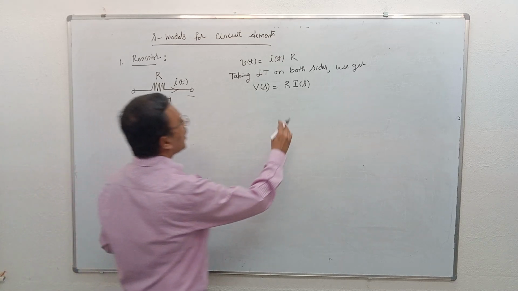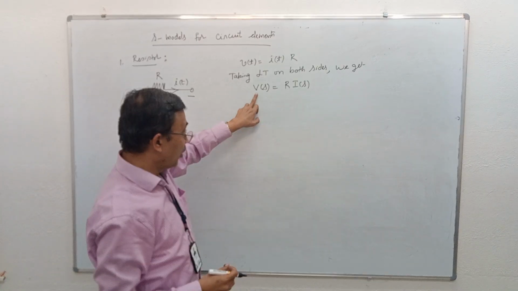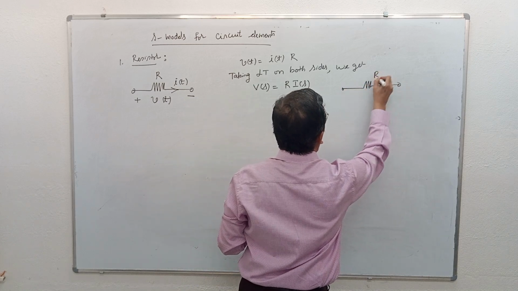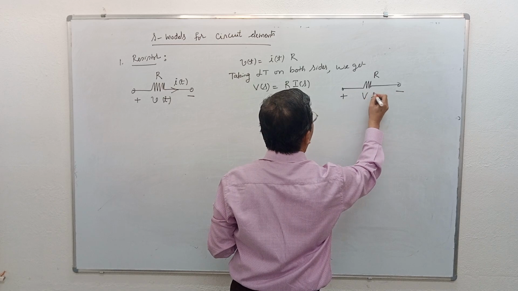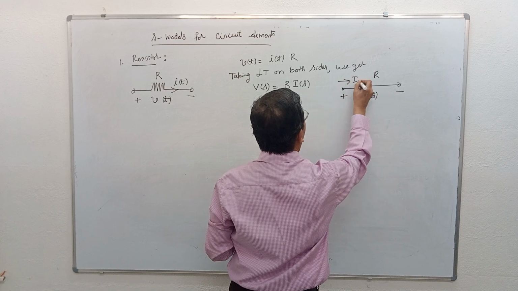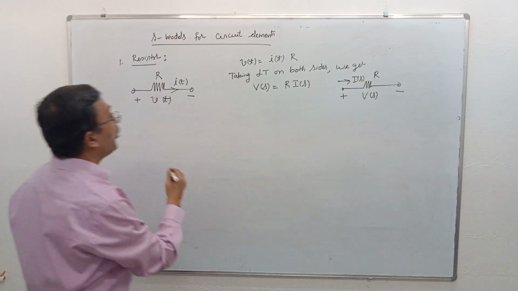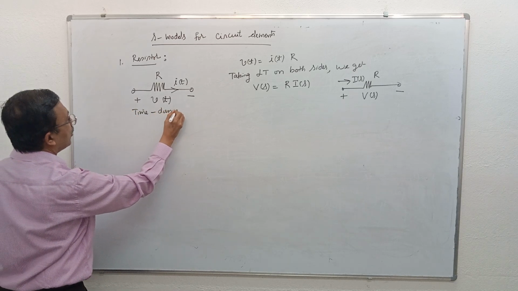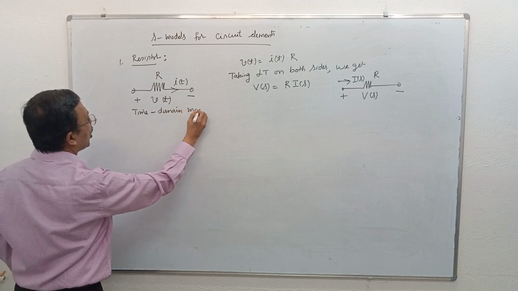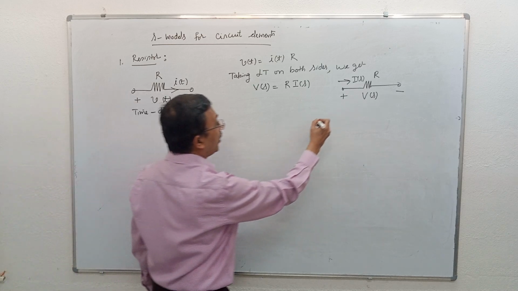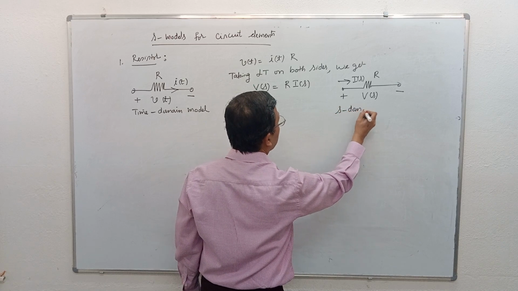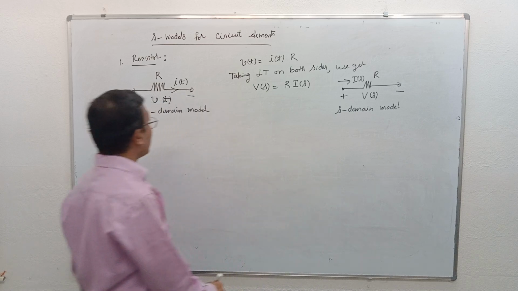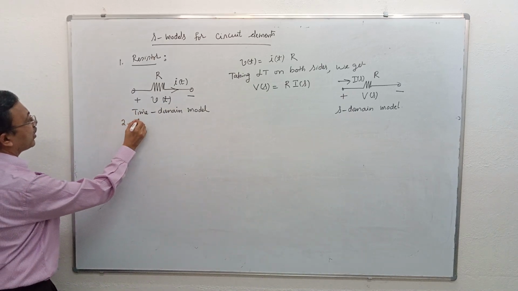So let me write an electrical circuit based on this equation. R remains R only, but voltage across the resistor is V of s, and current through the resistor is I of s. So this is the time domain model. This is called the frequency domain model or S domain model. Next I will take the inductor.